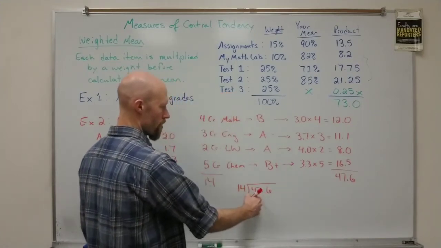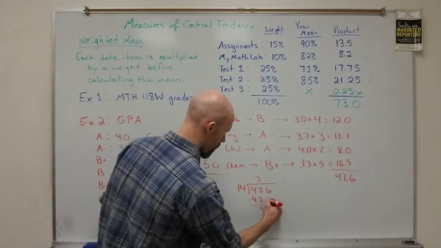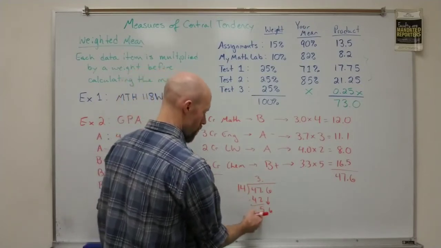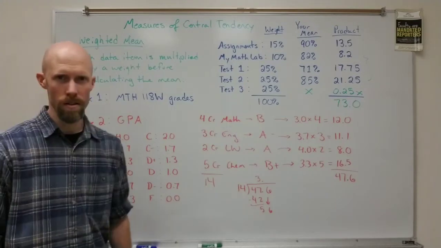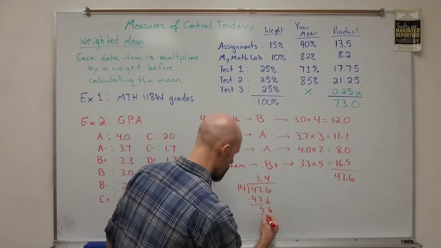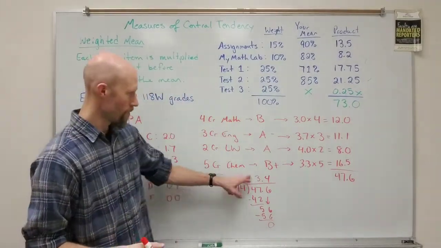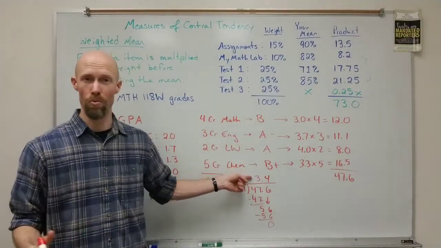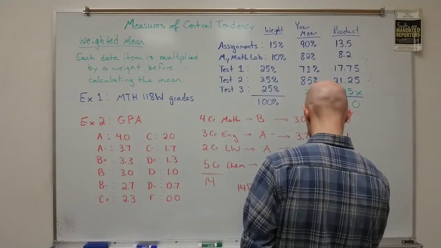14 goes into 47 3 times. 3 times 14 is 42. 5, bring down the 6, put my decimal. 14 goes into 56. Is that exact? Exactly 4 times. Look at that, worked out nicely. 4 times 14 is 56. 0 remainder. Well, I didn't plan that, but it worked. So your grade point average for that semester would be a 3.4, okay? So you have a 3.4 GPA.